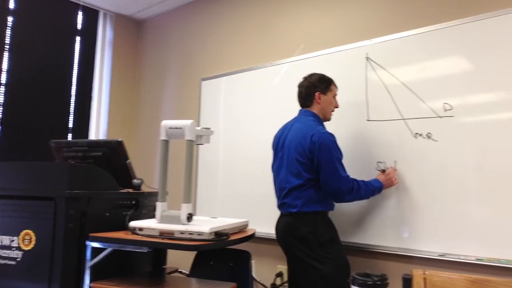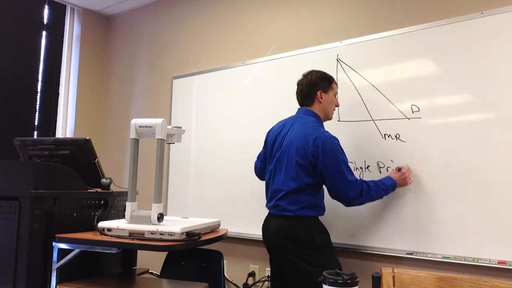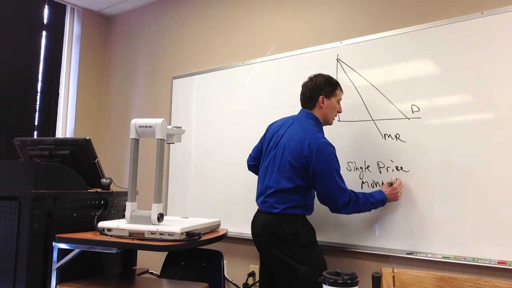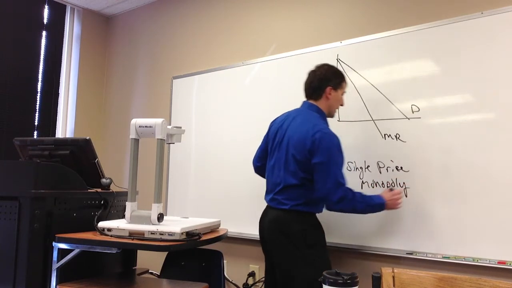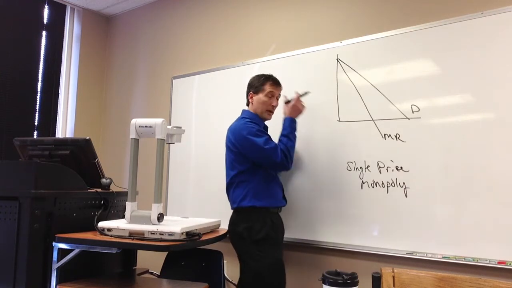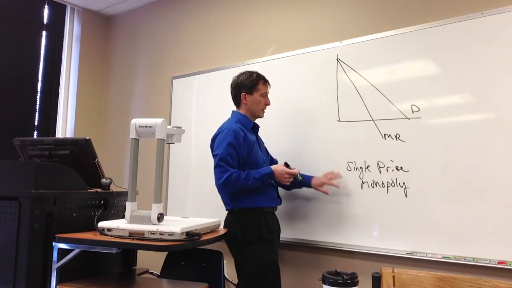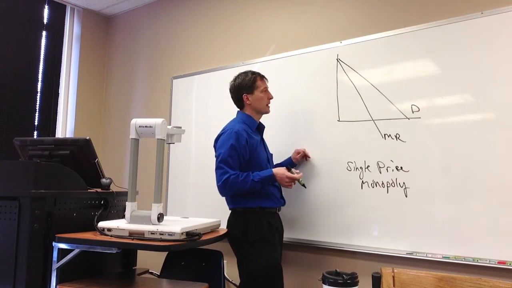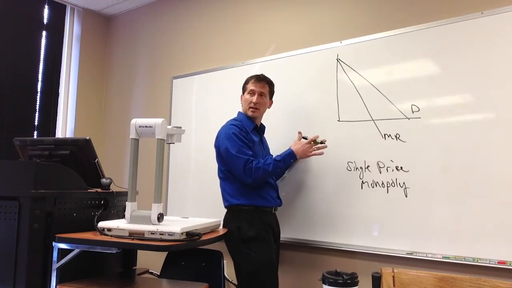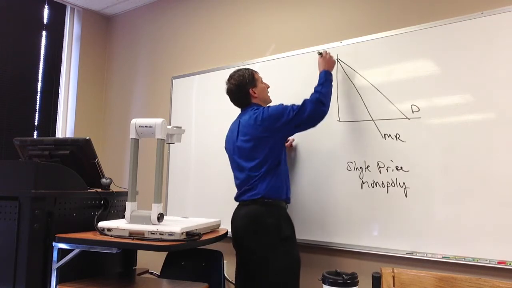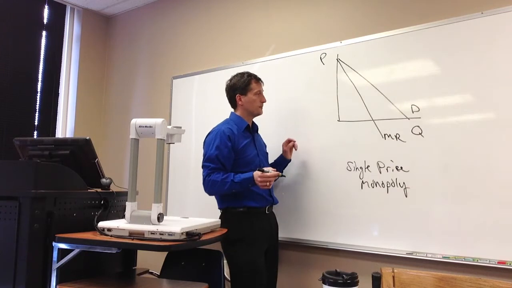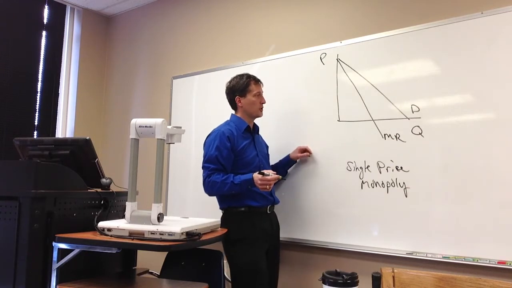And we called it a single price monopoly. It's really anybody that faces a downward sloping demand curve, by the way. So single price monopoly, this would apply in monopolistic competition later too. So marginal revenue function was twice as steep as the demand curve, right? And that's because we had to charge only one price.